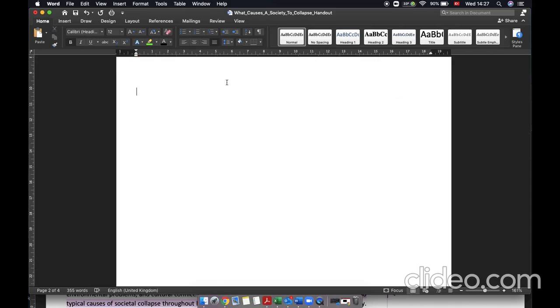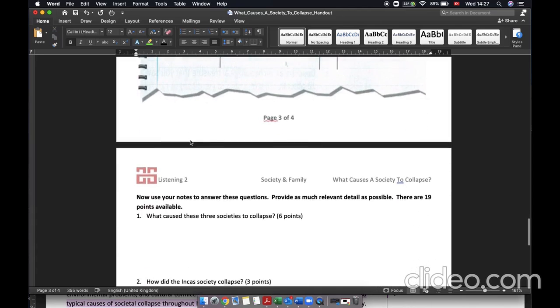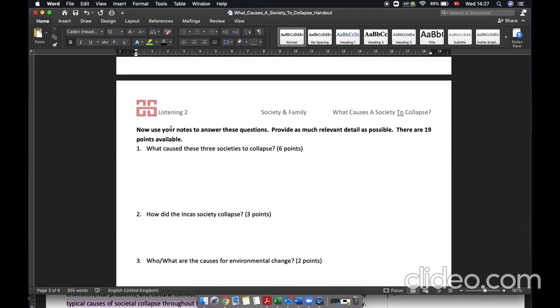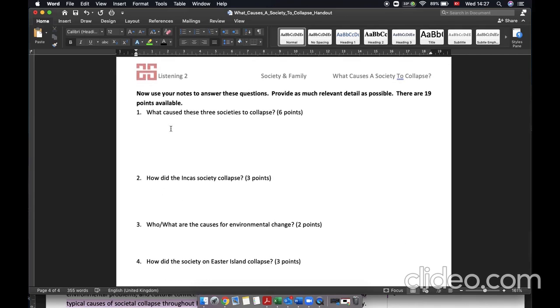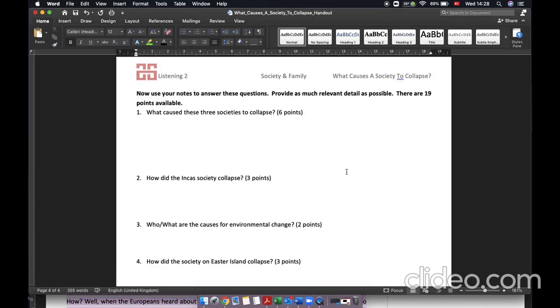And now let's go through the answers of the questions in the last section of this handout related to society's collapse, depending on the lecture video. So the first question, what caused these three societies to collapse? Let's have a look at here. So generally speaking, there are three different reasons: disease, environmental problems, and cultural conflict. So these were the three reasons for the collapse of the three societies. Okay.